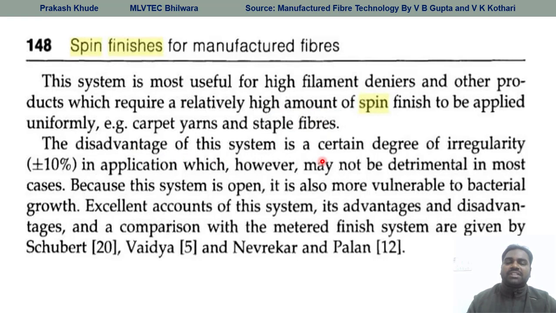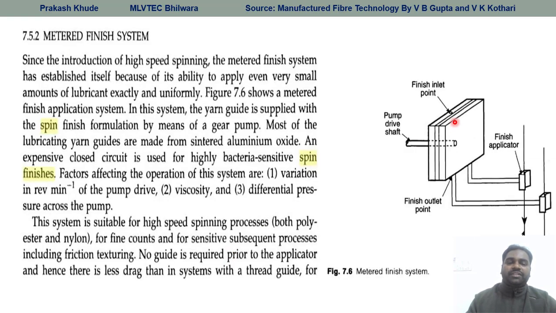The disadvantage of this system is a certain degree of irregularity in the application. However, it may not be detrimental in most cases. Because the system is open, it could be more prone to bacterial growth. An account of this system, its advantages and disadvantages in comparison with the metering finish, has been given by Vaidya and different researchers. Now we'll see the next method, that is the metering finish method.